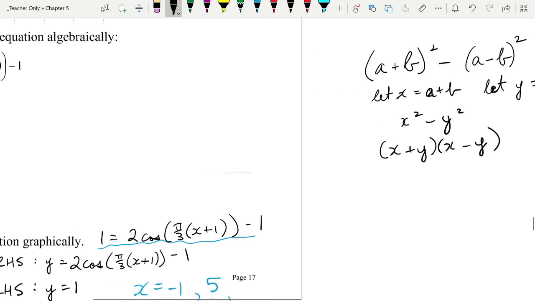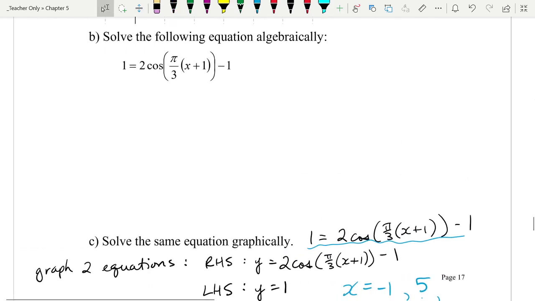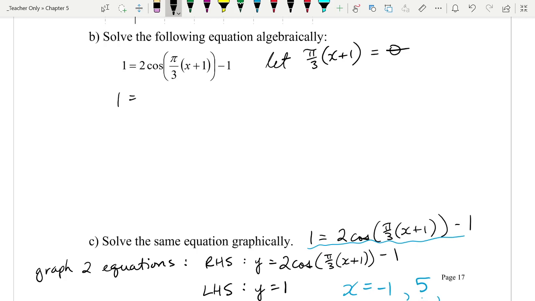Well, here is one of the places where we're going to use exactly that kind of thinking. We're going to make a substitution here. We are going to let pi by 3 times (x plus 1) equal theta. And that changes the equation to look like this. Now it looks very much like the kinds of questions we did last chapter. It only has one extra step at the end.